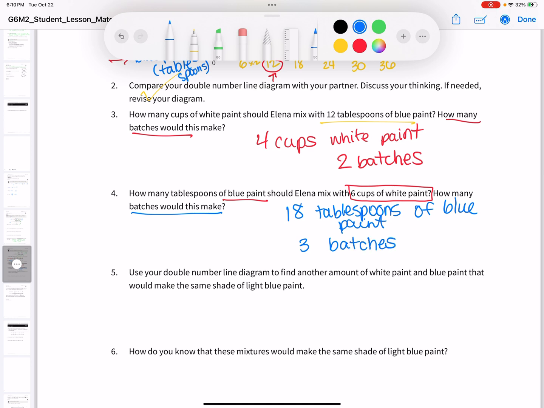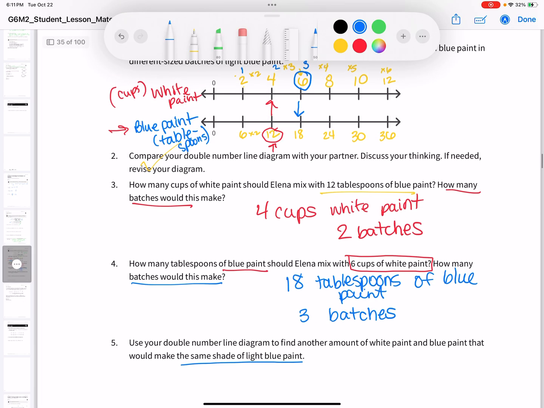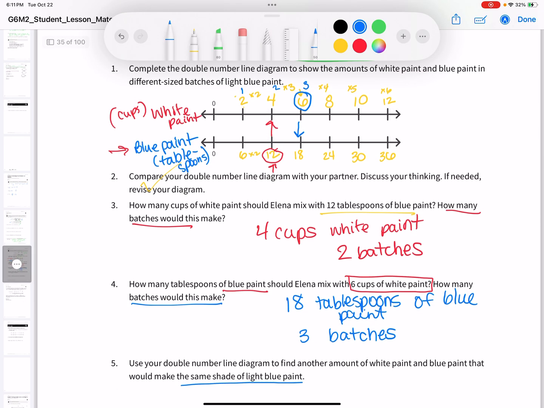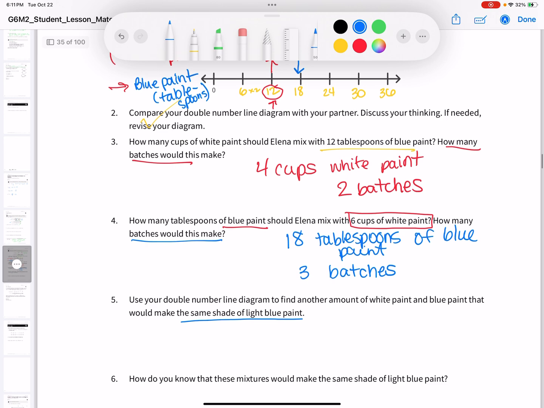Use your double number line diagram to find another amount of white paint and blue paint that would make the same shade of light blue paint. Well, any ratio that we chose from the double number line would give us the same shade of light blue paint because they are equivalent ratios. All of these are equivalent ratios. So we've already done 4 to 12 and 6 to 18. Let's choose some more. So it says find another. So we just need one more.